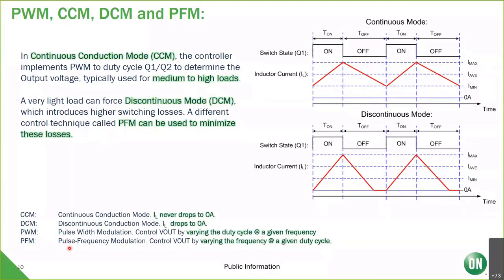PFM is pulse frequency modulation, where you control Vout by varying the frequency at a given duty cycle. So let's summarize that real quickly. CCM is IL never drops to 0 amps. DCM is IL drops to 0 amps. With PWM, you control the Vout by varying the duty cycle at a given frequency. And with PFM, you control Vout by varying the frequency at a given duty cycle. There are other control schemes, but I just want to define these.